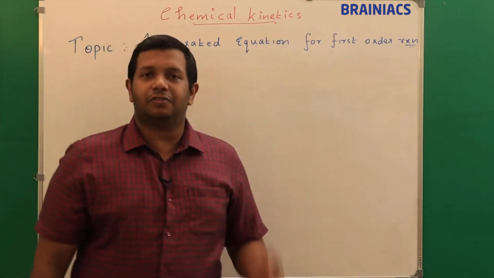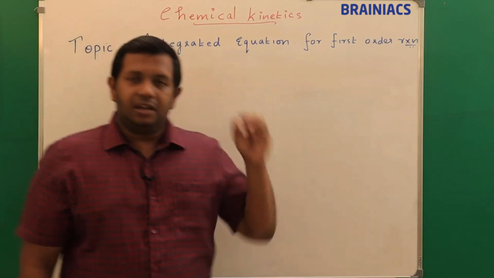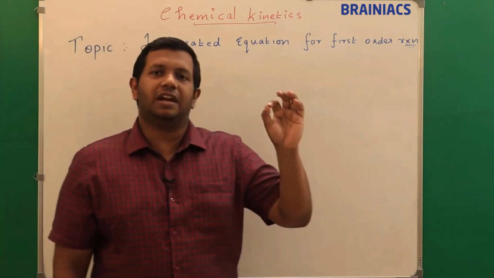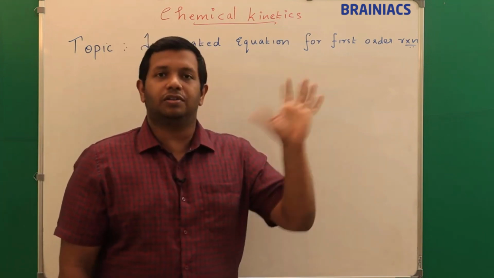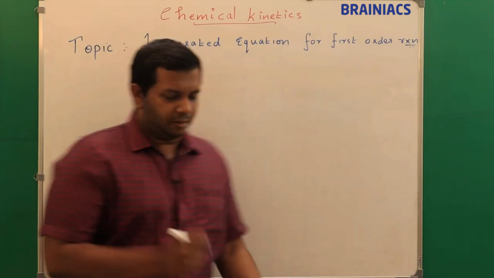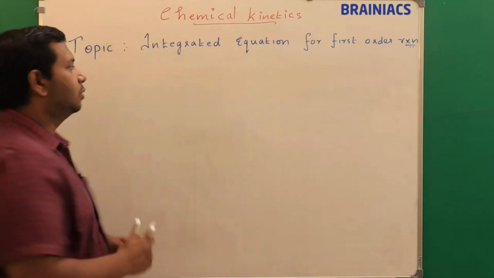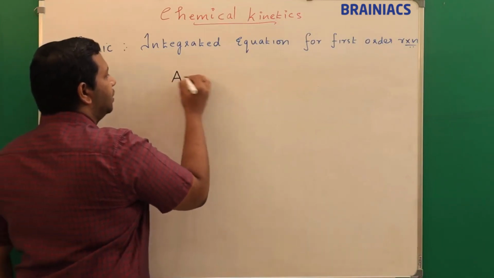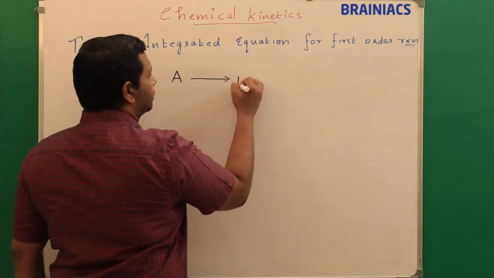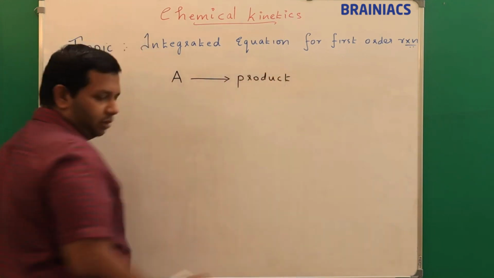So what is basically a first order reaction? You might know that here the rate of the reaction will be proportional to the first power of the concentration of the reactant. For example, let me say the derivation looks like this. You have a reactant A which is getting converted to the product.